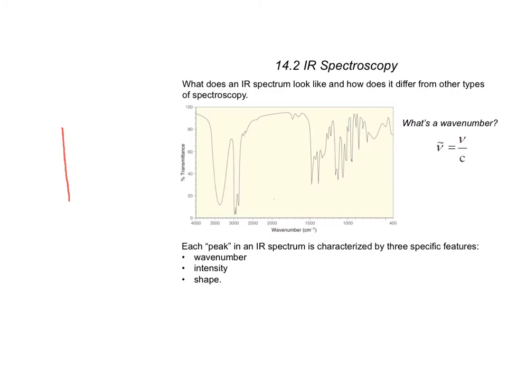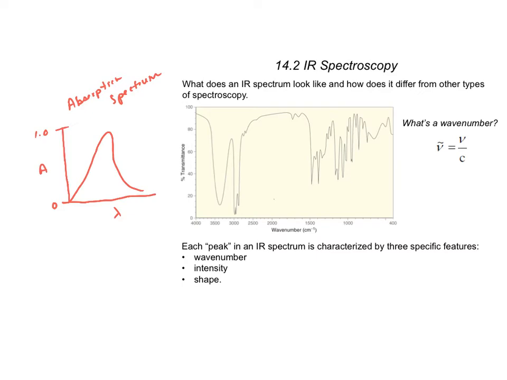So in UV visible, we were looking at absorbance as a function of wavelength, right? And if we had promotion of an electron, we would see what specifically at a given wavelength? We would see a peak, right? Because again, 0 absorbance meant nothing was absorbed, and 1 absorbance meant that everything was absorbed. So we were looking for peaks in our absorption spectrum.